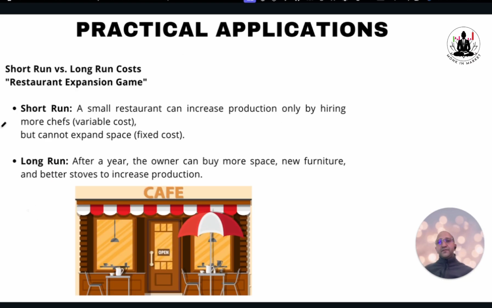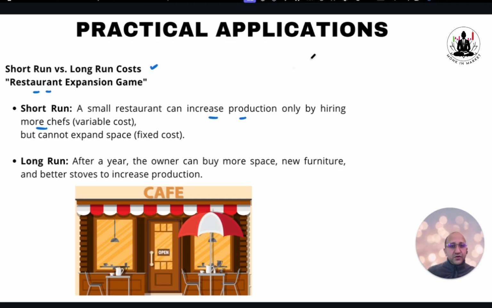Now, short run and long run practicals. Now, you have a restaurant, right? So a small restaurant can increase the production only by having more chefs. This is something I told you initially. You can increase the production in the short run only by hiring more and more people. If you can't hire people, your production will become constant. So in the short run, you can't change other things.